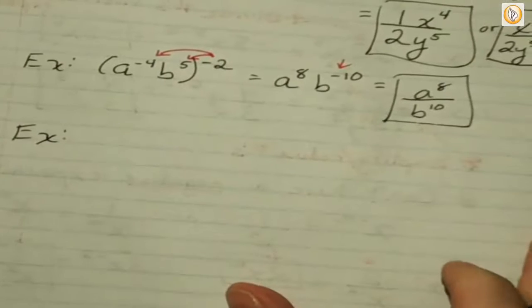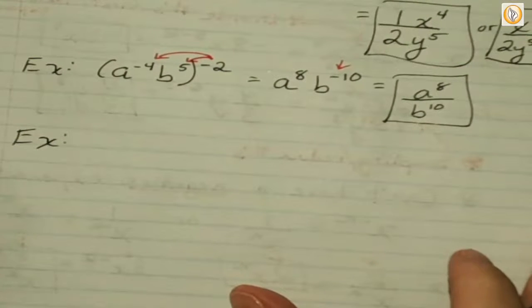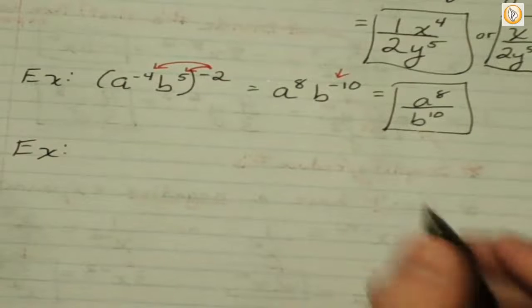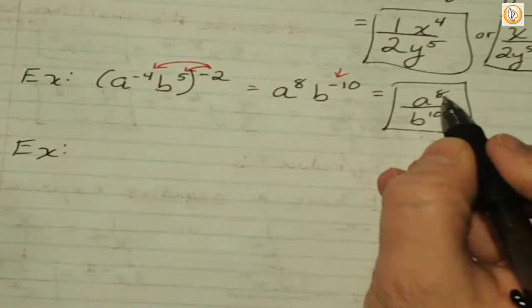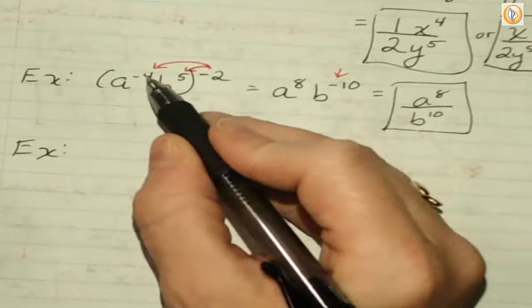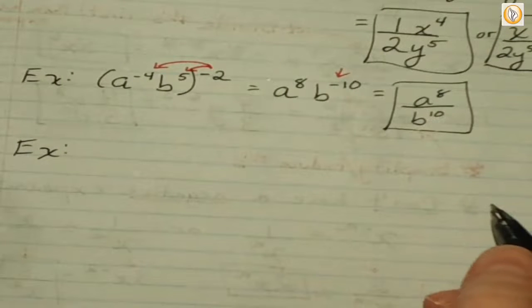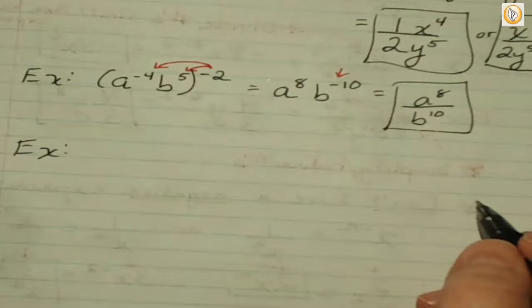Any questions so far? All right, so you got a question? 8? Yes, that's an 8. Because -2 times -4 is positive 8. Good question. Do you see it? You have any more questions?